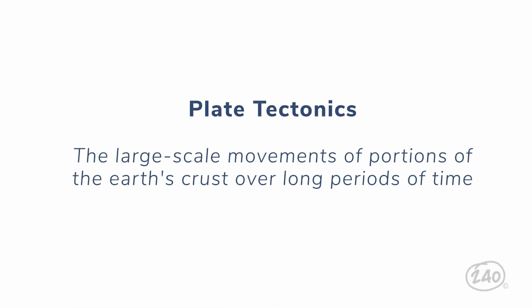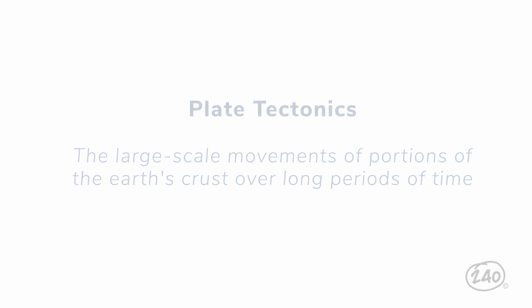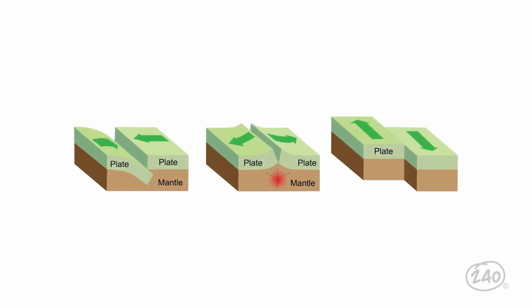Plate tectonics is the large-scale movement of portions of the Earth's crust over long periods of time. And when two plates meet, that's called a boundary. There are 3 kinds of plate boundaries. When 2 plates move towards each other, it is called a convergent boundary. As one plate is pushed below the other, the lower plate becomes part of the mantle. This is a destructive process because part of the plate is being destroyed.